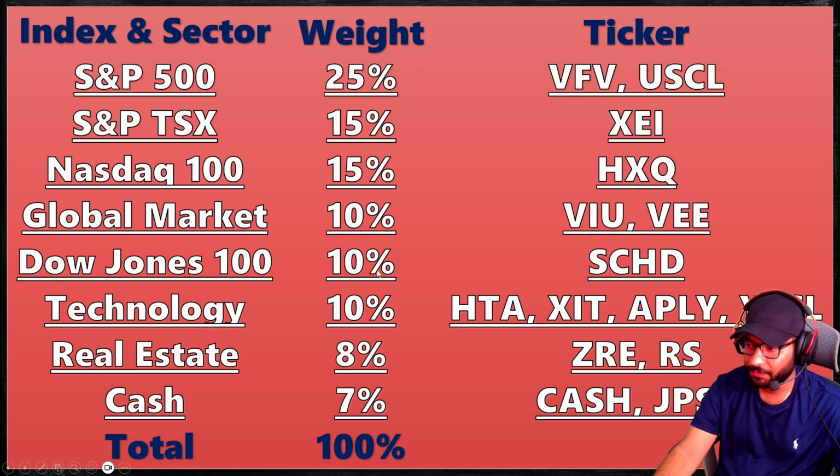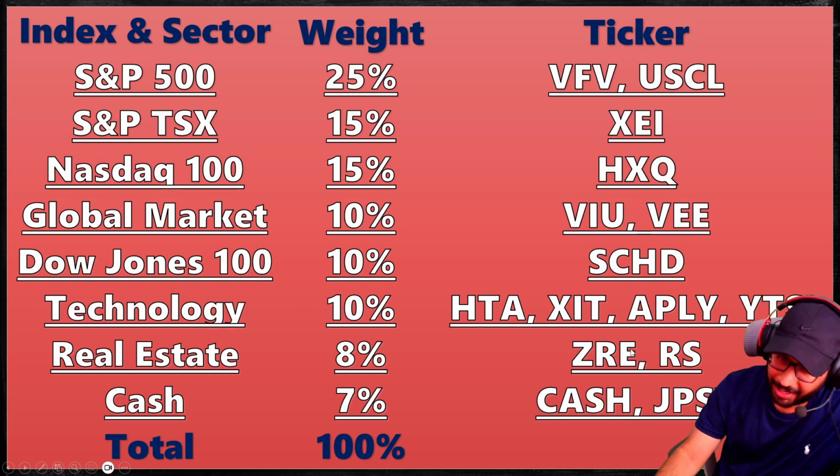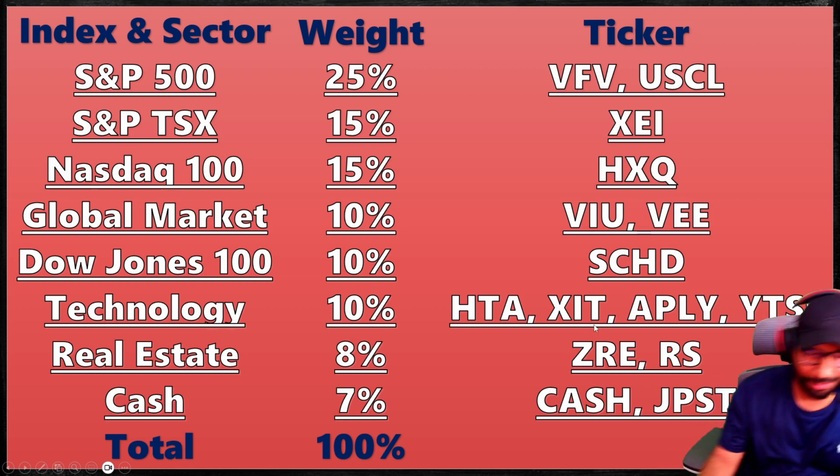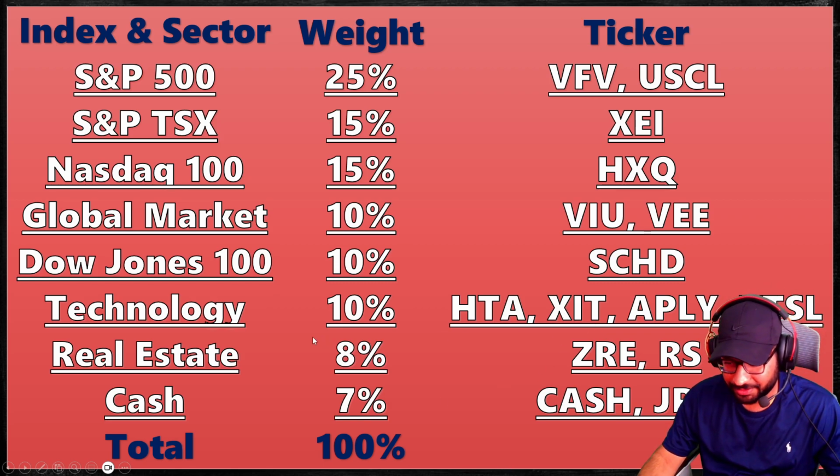I'm putting 10% weightage, and this is the only ETF I have in my portfolio, the HCHD. And the technology one, 10% weightage, HTA, XIT, HPLY, YTSL. And then real estate, I just want to have 8% exposure to real estate, having both of these ETFs in my portfolio, ZRE and RS. And then lastly, can you see the T? There you go. Lastly, in cash, I want to have 7% of cash in my portfolio to buy those big discounts. I have cash in Canadian dollars and JPST in US dollars.